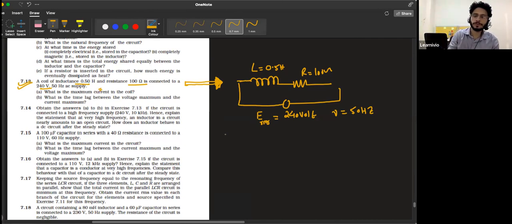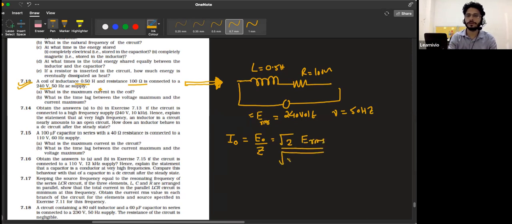Before calculating, he's asking about the maximum current. What is the expression of maximum current? It's E naught divided by Z. See, E naught is not given, E RMS is given. Saifullah, can you write an expression of E naught in terms of E RMS? Do you remember any relation between E RMS and E naught? E naught is root 2 into E RMS, divided by Z. How much is Z?